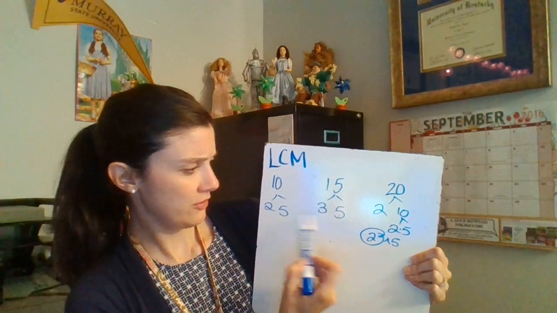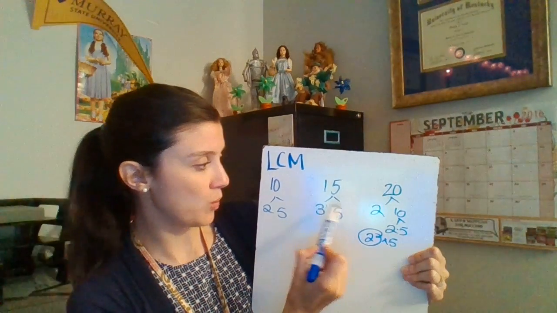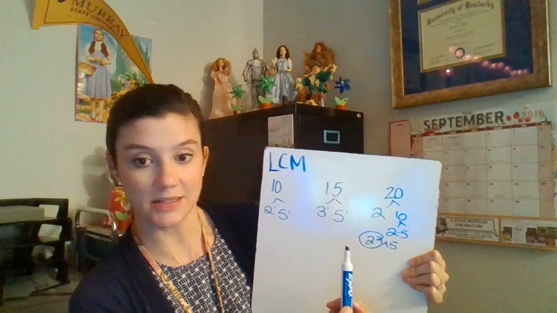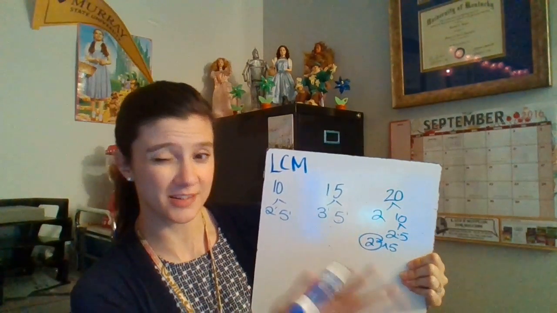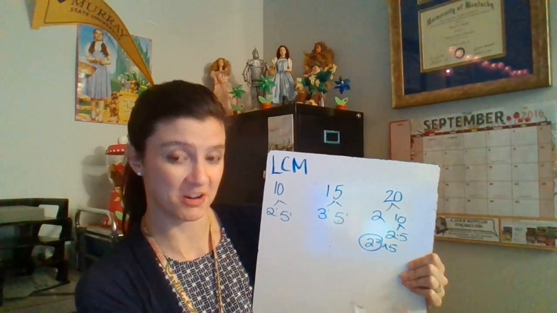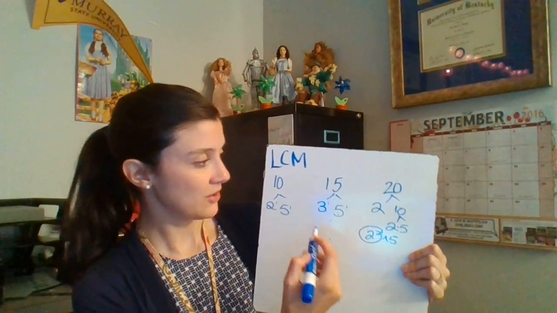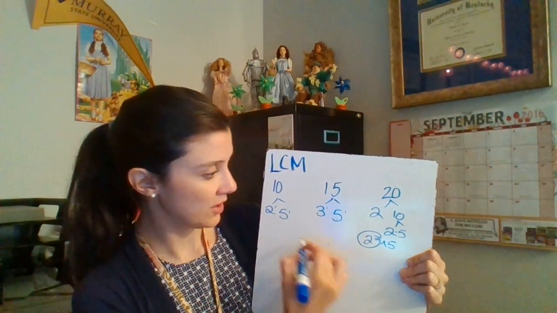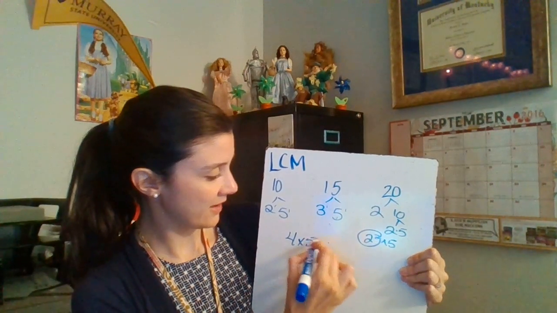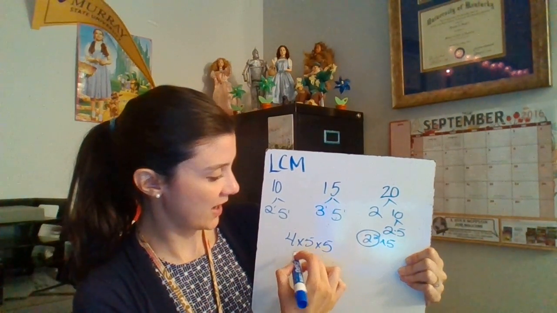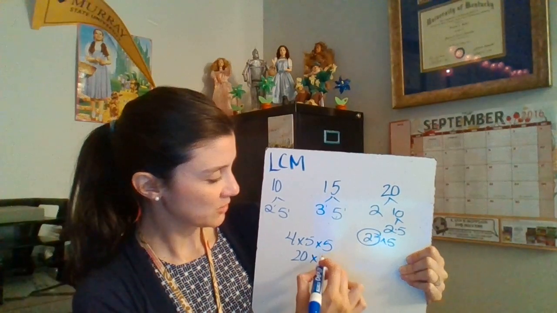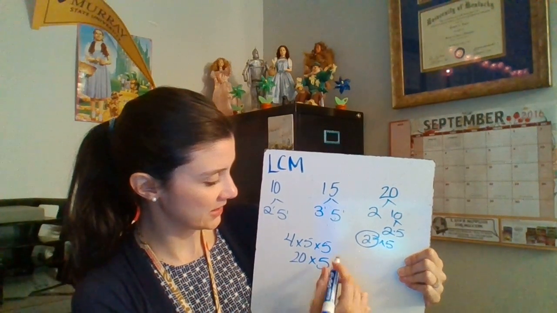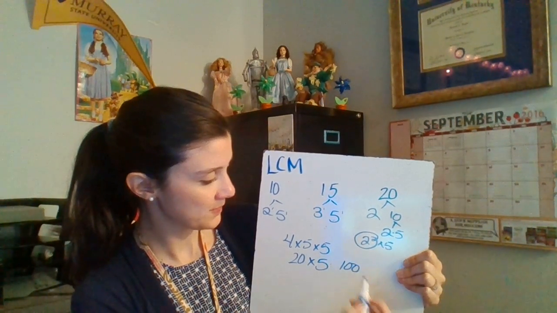But over here and over here, the exponents are both 1. So there isn't a greater one to circle. We can just kind of try and guess. So I'm going to try the 5 over here and the 5 with the 10. So 4 times 5 times 5. 4 times 5 is 20. 20 times 5 is 100.